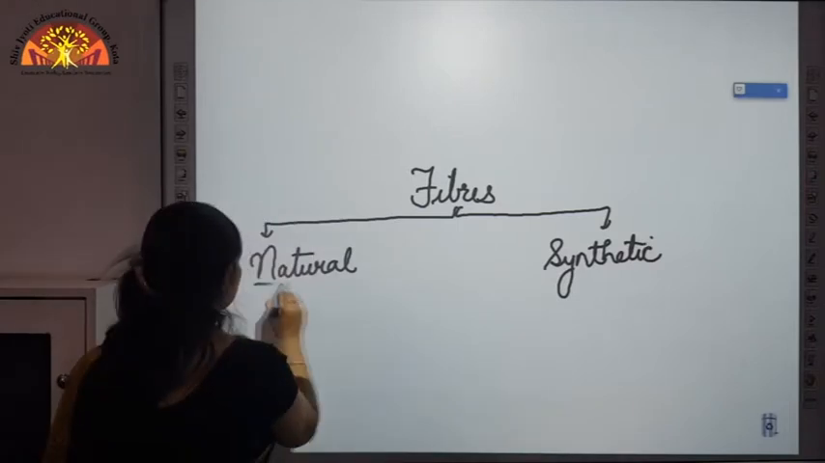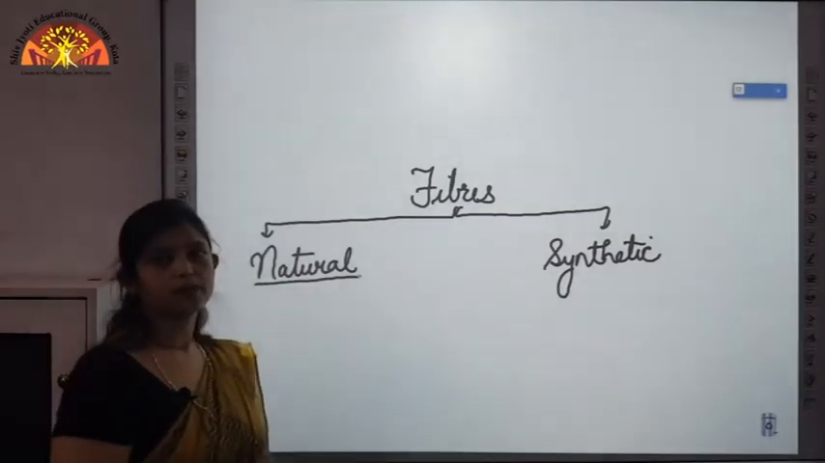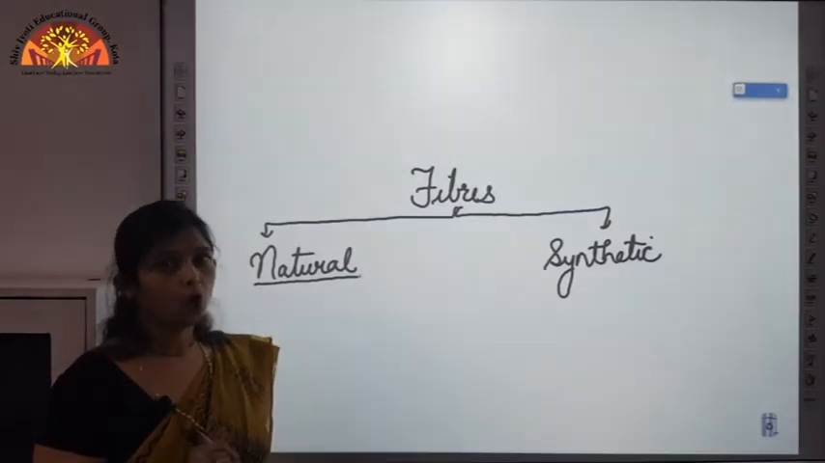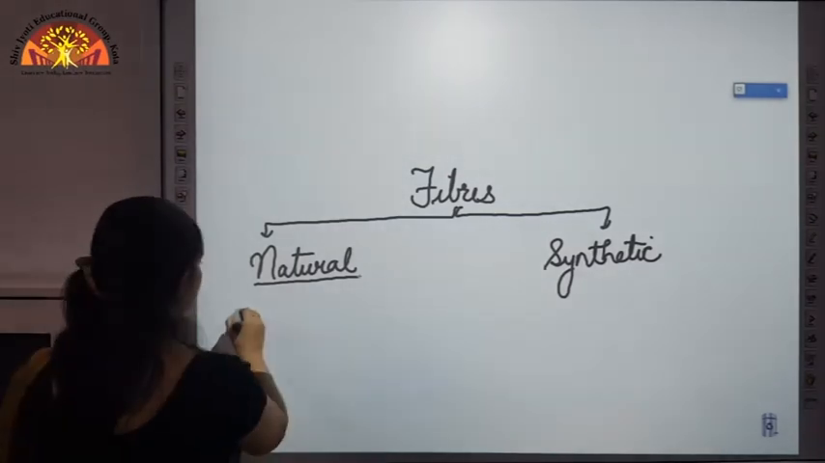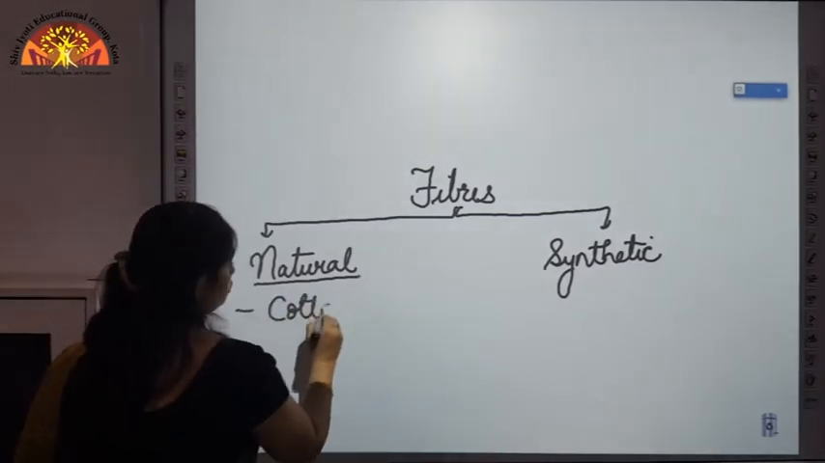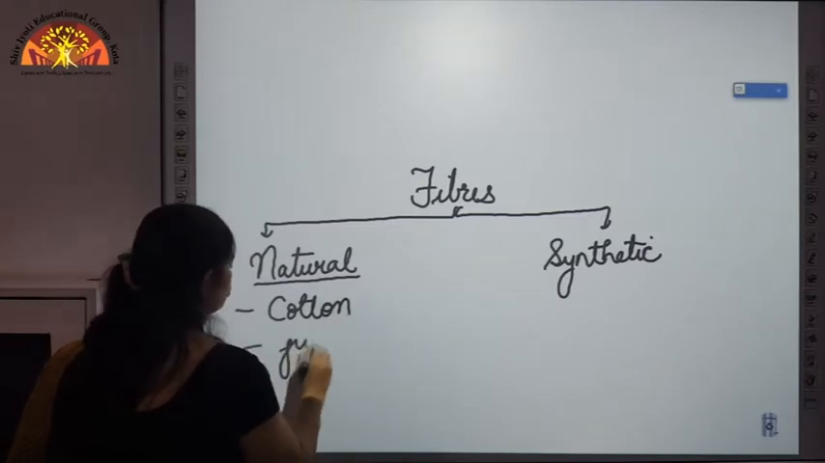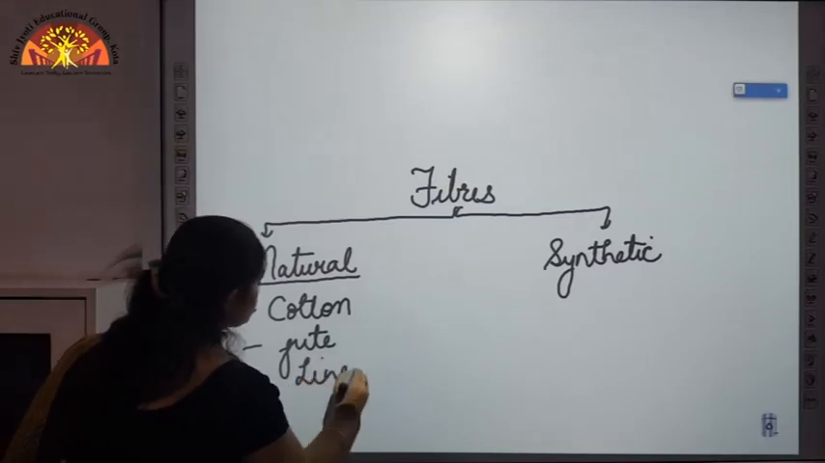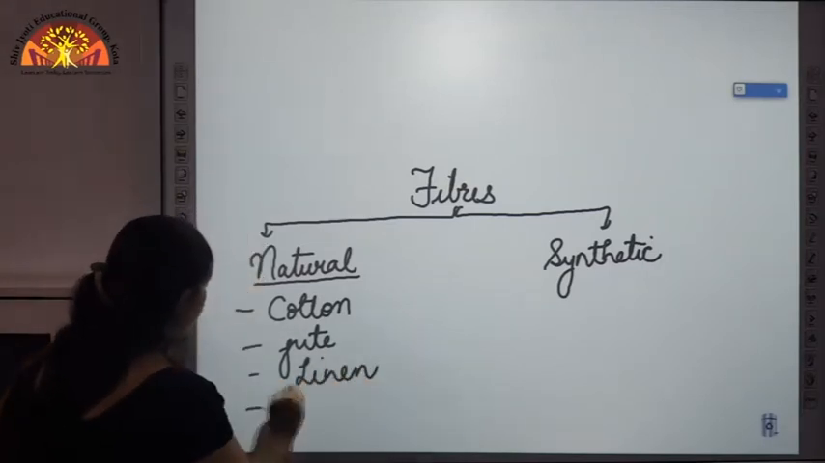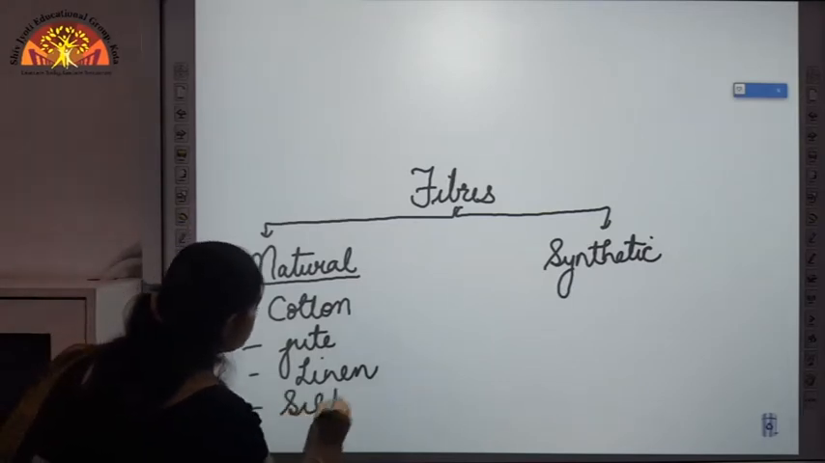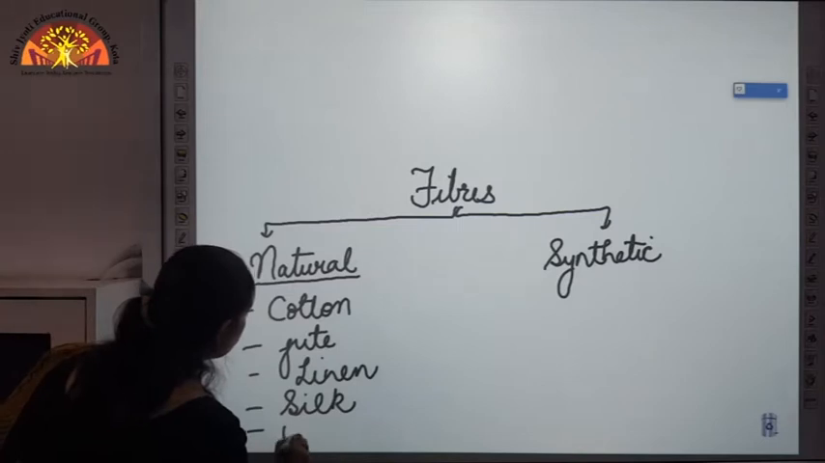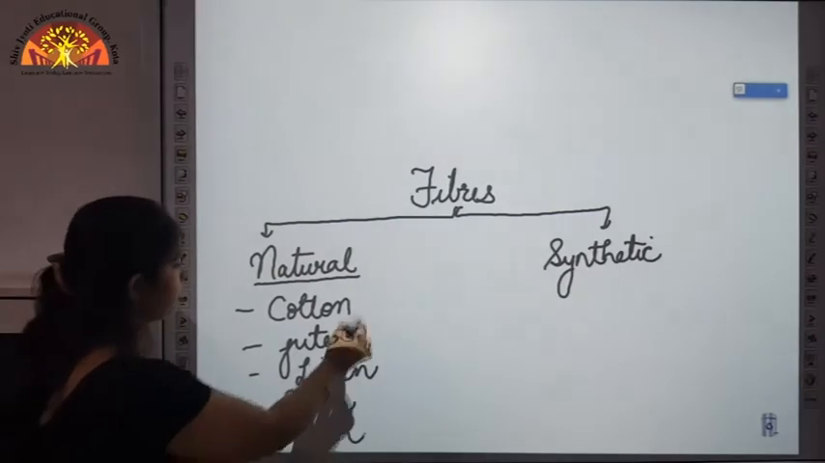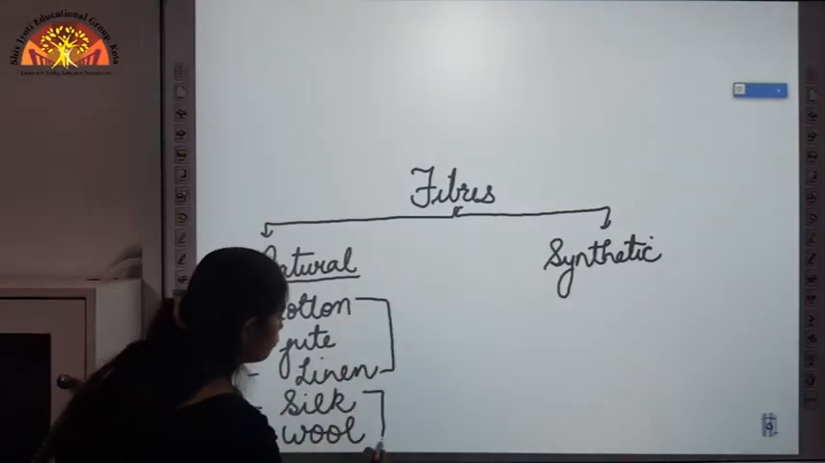Now as the name suggests, natural. So natural fibers are those fibers which are obtained naturally, means they are obtained either from the plants or from the animals. Some of the examples are cotton. It is obtained from cotton plant. Then jute, it is obtained from jute plant. Then there is linen, which is obtained from flax plant. Then there is silk, which is obtained from silkworm, and wool, which is obtained from sheep. So these all are the natural fibers. Some we get from plants and some we get from animals.